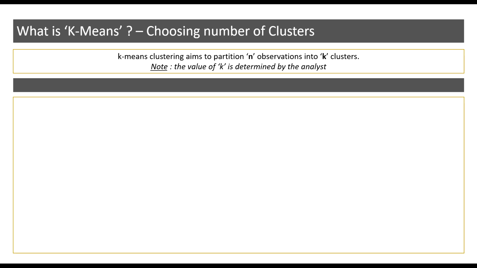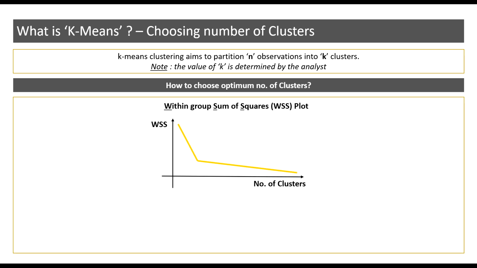And the value of k can be determined by the analyst. So the k can be 1, 2, 3, or can even go as high as 50. But is there a way to select the optimum k value, or in other words, choose the optimum number of clusters? The answer to that question is yes.